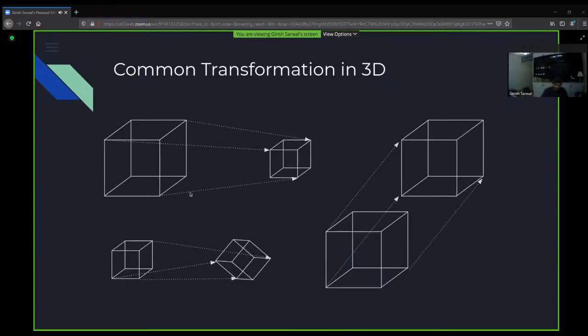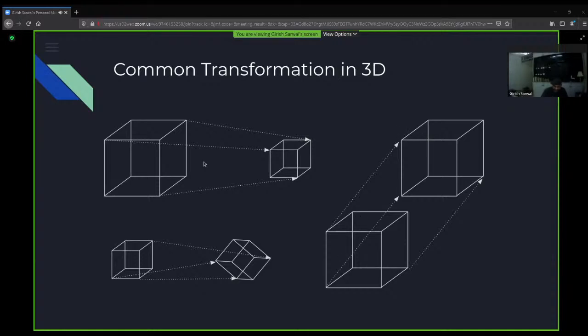Common transformations in 3D. If you're scaling down something, then essentially there was a vertex here. If you consider this as the ubiquitous cube that we were talking about, you take a vertex here, and that vertex gets moved to another vertex here. Now this entire object could be at the same position at the origin, or it could be translated. When you translate, the vertex essentially moves from one place to another place in 3D space.